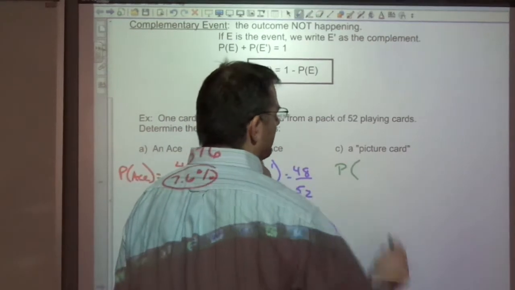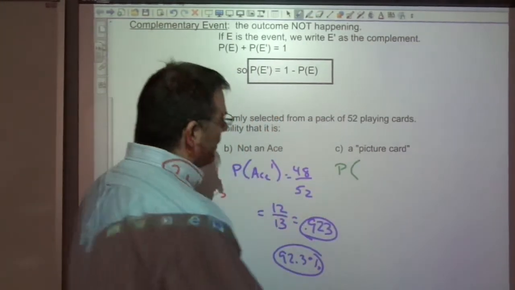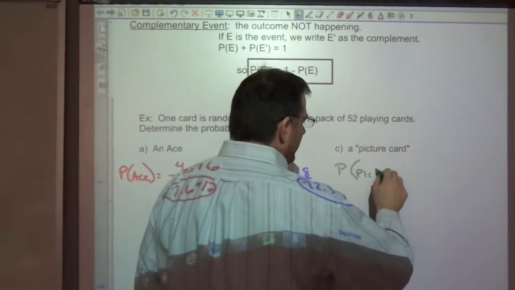Probability of a picture card. That means a jack, a queen, or a king. So probability of a picture card.